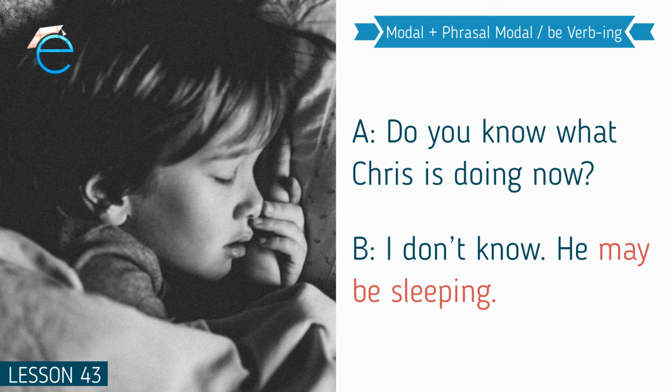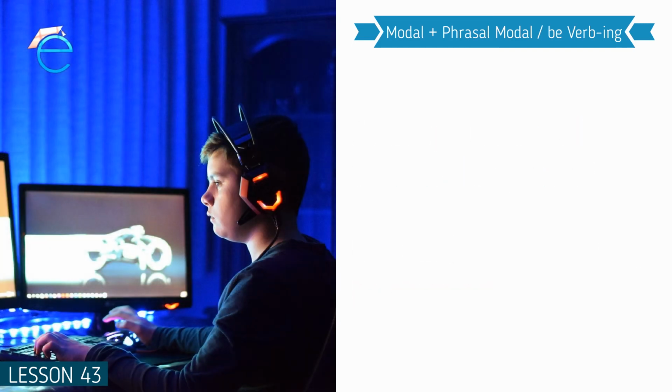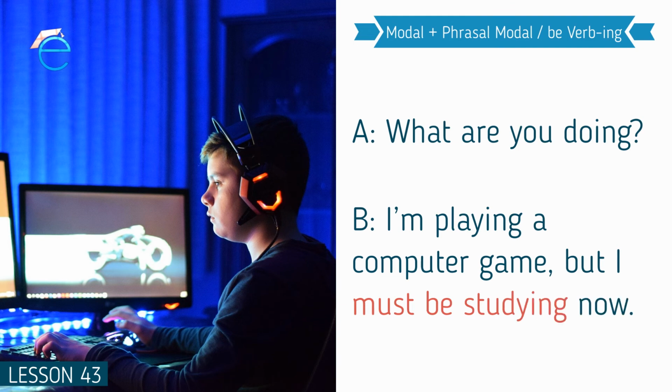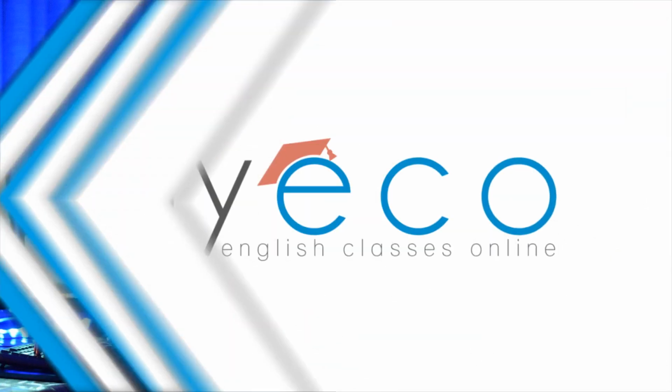Now, here we have the first sentence, which is normal. I don't know. Then we have he may be sleeping. May, we know, is our modal, and be is our be verb, and sleeping, which is sleep plus ing, shows that we have made a progressive modal. Let's have a look at another example. Here it says, what are you doing? I am playing a computer game, but I must be studying now. Must is our modal, and be plus study, ing, so be studying, is our progressive modal.